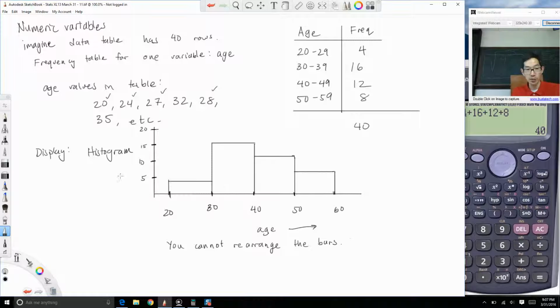And the vertical axis would be the frequency.